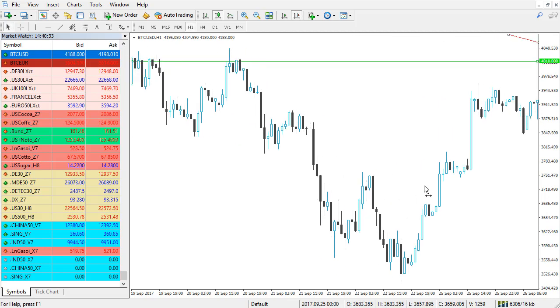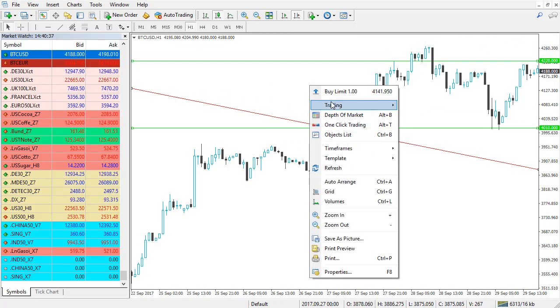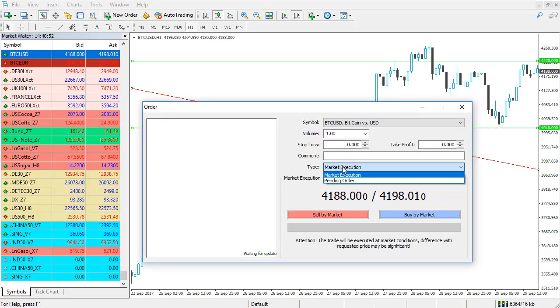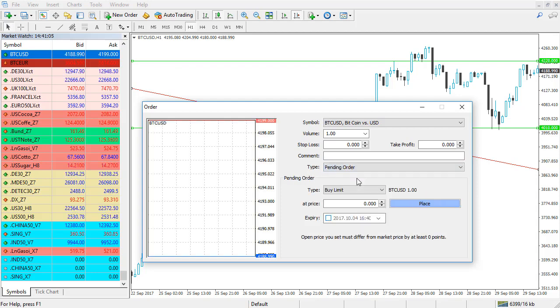And for the new traders, what is a buy stop, guys? I will show it very quickly. When you click the right button on the trading, there is a new order. So this is the type of the order. It could be a market execution, it could be a pending order. Market execution is if you want to enter the market at the moment, and pending order is if you want to place a buy limit, sell limit, buy stop or sell stop. In this system we're going to use the buy stop.